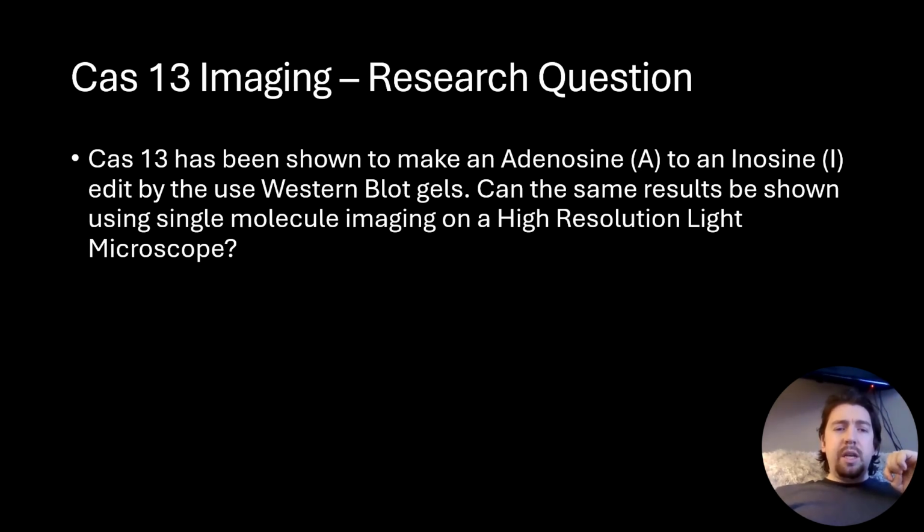I'm going to read it. Cas13 has been shown to make an adenosine to inosine edit by using the Western blot gels, and can we show the same results using single molecule imaging on high resolution light microscopy? Essentially, we can see something on the gels, and we're wondering if we can see it in more resolution using our microscope.